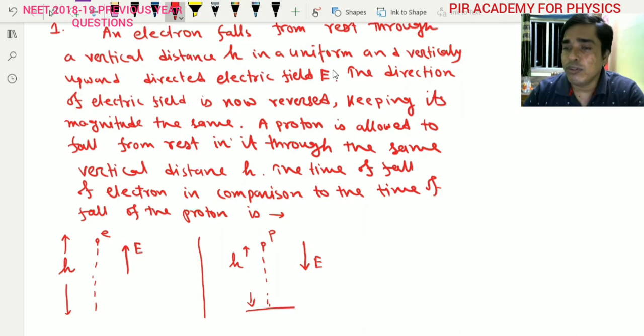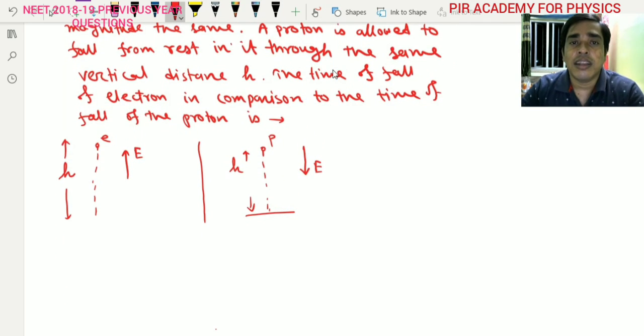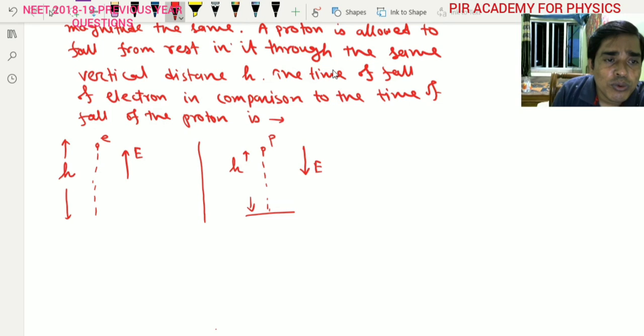Now you have to find out the time taken by the two charges, that means electron and proton. Here the force experienced by the electron due to this electric field will be along this direction, F of e. So F of e will be qE, that means eE.